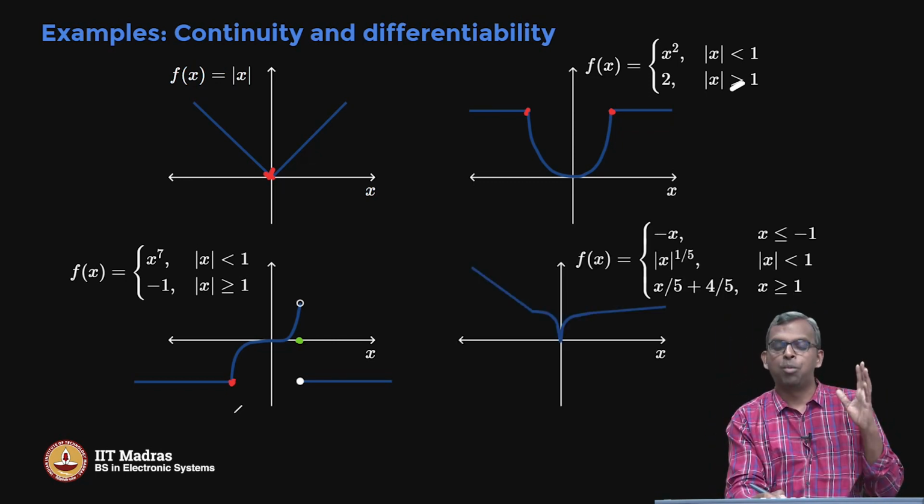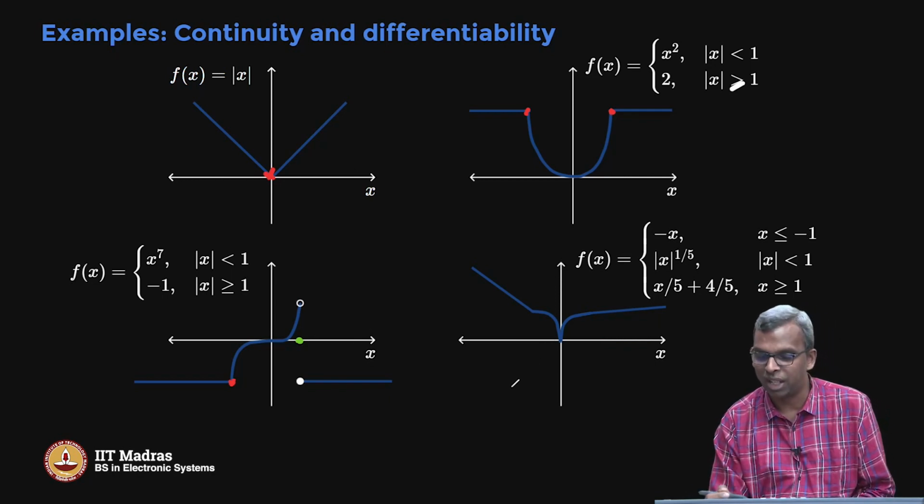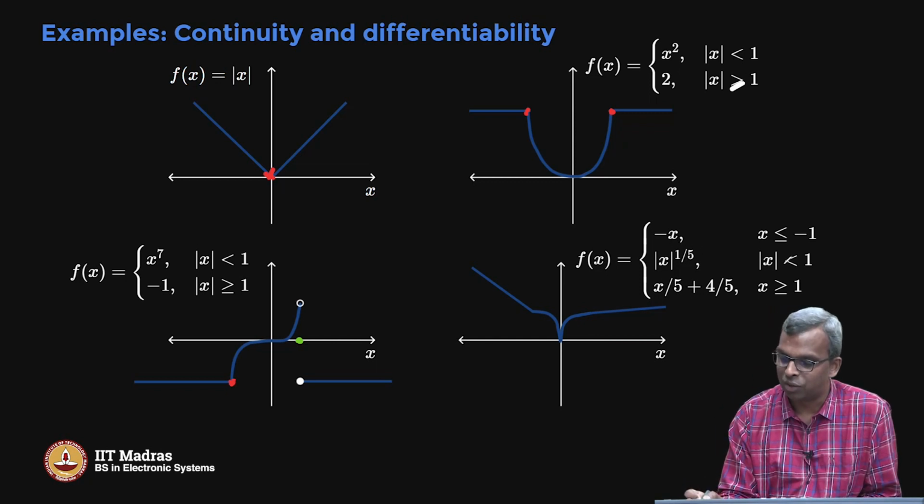Okay, here is a much more complicated function, to motivate why you need all these notions very carefully. So, look at this function here. Let us first focus on mod x less than 1. It is mod x power 1 by 5. It is not just mod x, it is mod x power 1 by 5. What is x power 1 by 5?